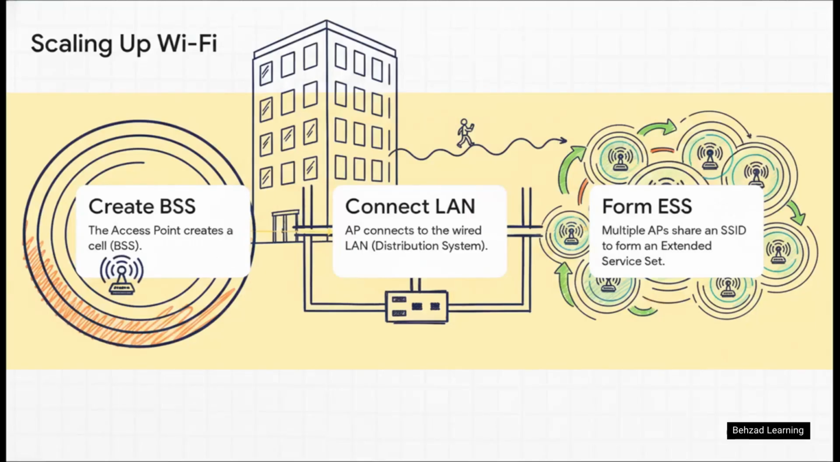Now you might be wondering, how does this scale up? If you're in a massive office building, you obviously aren't just connecting to one single access point. Well, here's how it works. Step 1, an AP creates its cell. That's the BSS. Step 2, it plugs into the wired LAN, the distribution system. And step 3, multiple APs are linked together sharing the exact same network name, or SSID. This forms an extended service set, or ESS.